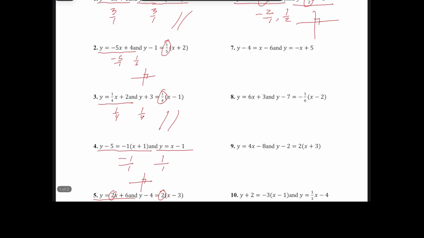Let's look at number 7. Okay, y minus 4 equals x minus 6. Well, what if I put this in parentheses? What number could I put in front and it doesn't change it? And the answer is a 1. So the slope right here is just 1. Okay, or 1 over 1. The slope here is a -1. And we already talked about that in the other one. The signs are different, and if you flip them, they're both 1 over 1. So these are indeed perpendicular lines.